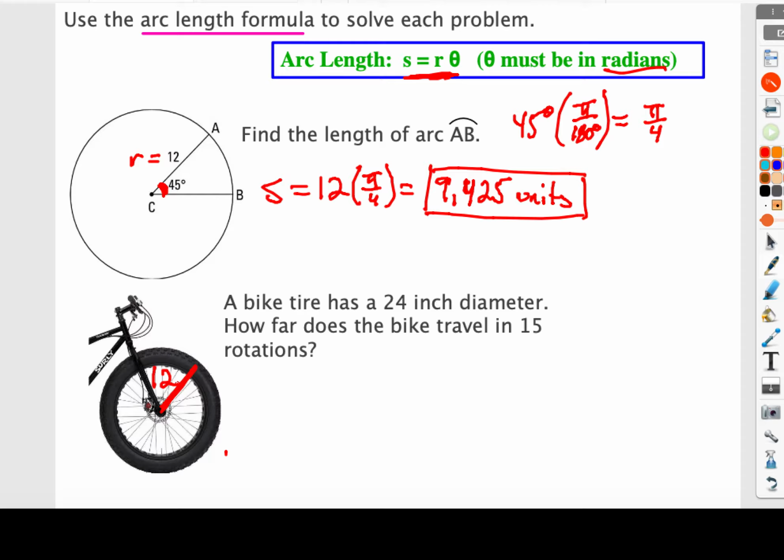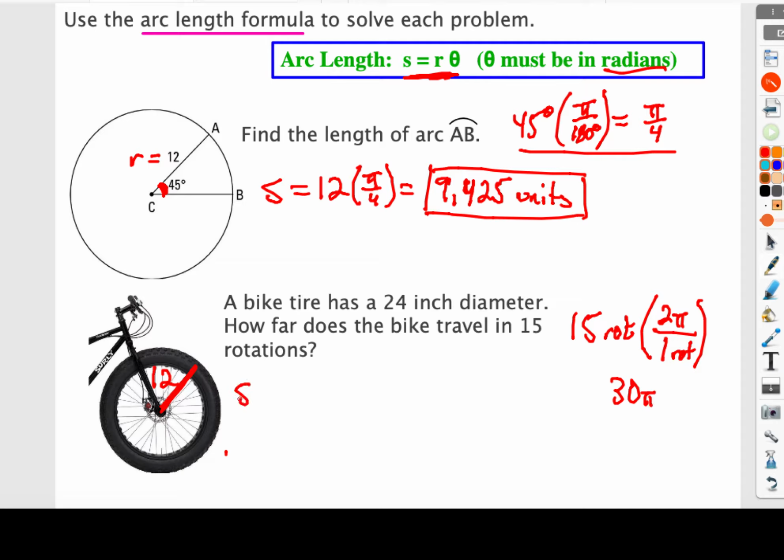Well, now the same idea we did up top. We had degrees before and we needed radians. Right now we have rotations and we need radians. Well, 15 rotations, there's one rotation in every 2 pi radians, one full circle. So what I would say is our actual angle is 30 pi. One rotation would be 2 pi. 15 rotations is 15 times that, or 30 pi.